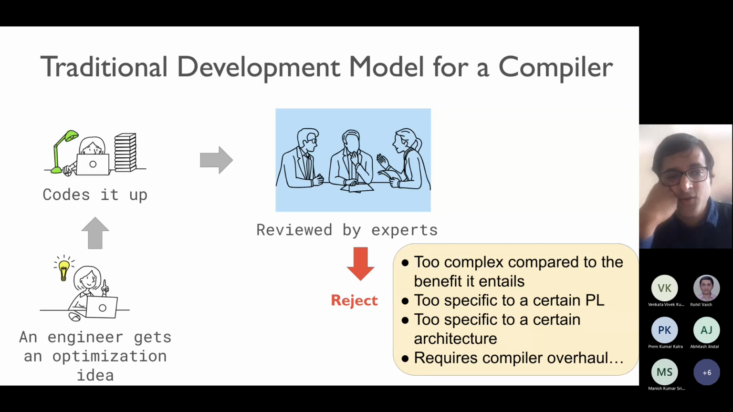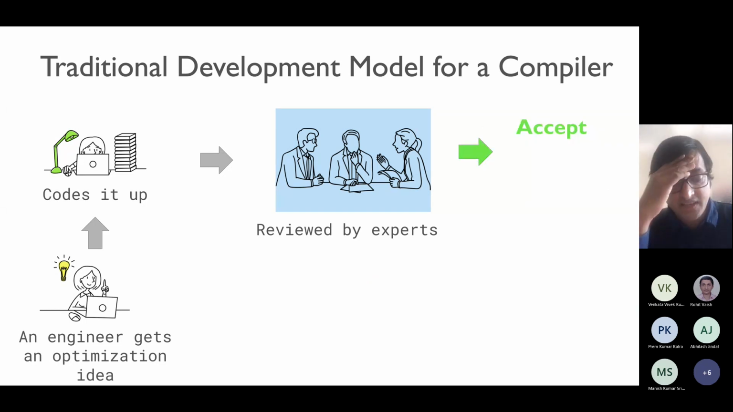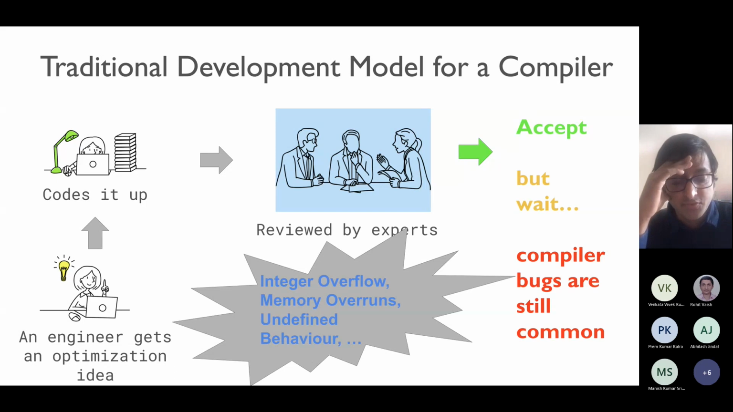And so all this work has gone into trying to get something into the compiler, but really we have not made any progress, and eventually all that work has been rejected. So overall, too much human effort has been wasted in this exercise without making much progress. On the other hand, if the engineer is lucky, the optimization idea gets accepted after painstakingly careful reviews. But wait, even after all this careful reviewing effort, compiler bugs remain common.